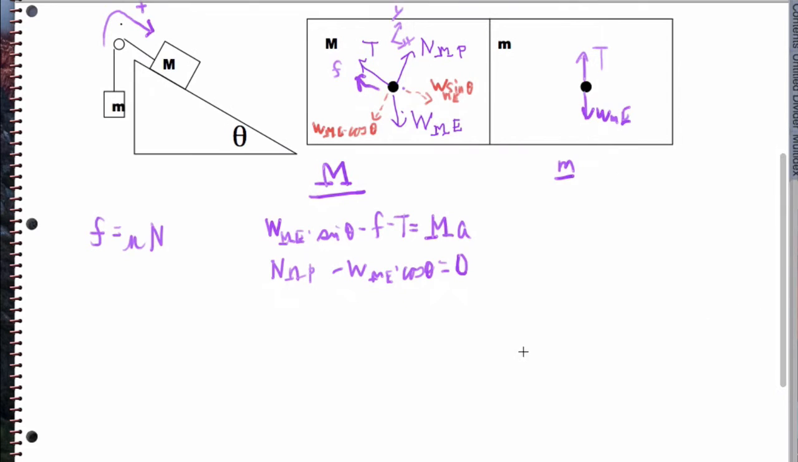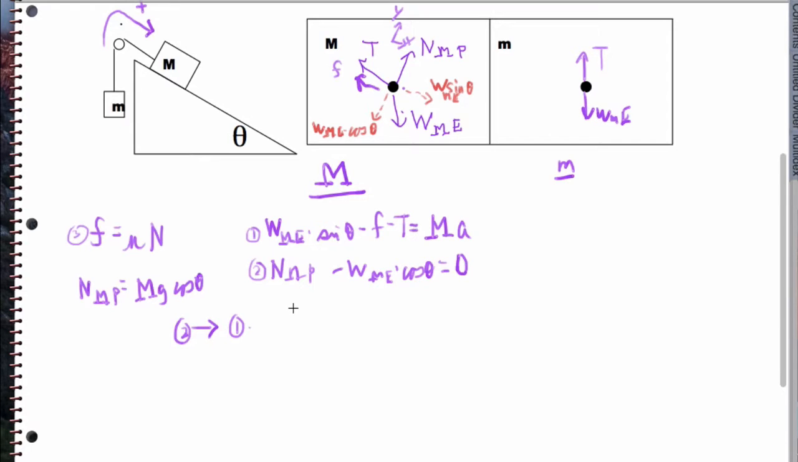So I'm going to do a little bit of a substitution here. I know that the normal force from the second equation is equal to big M times g times the cosine of theta, because that's the cosine component of the weight. So I'm going to call this equation 1. This is equation 2. This is equation 3. So I'm going to take equation 1 and substitute equation 2 into it.